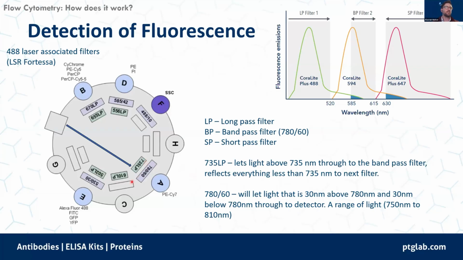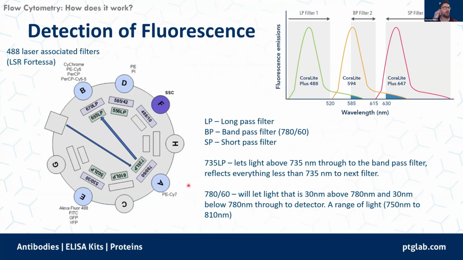As that comes through, it's going to strike the 735 long pass. That's only going to allow wavelengths of light above that 735 through onto the bandpass filter. That bandpass is then going to filter further to between 750 and 810, and then that light is going to strike detector A. In this case, it would be PE-Sci7 we'd be reading.